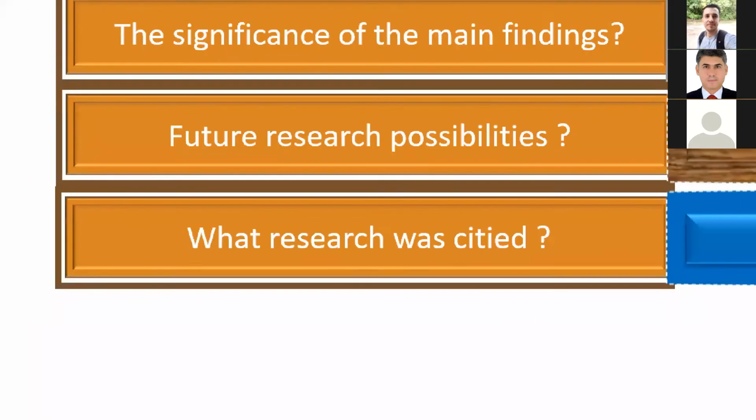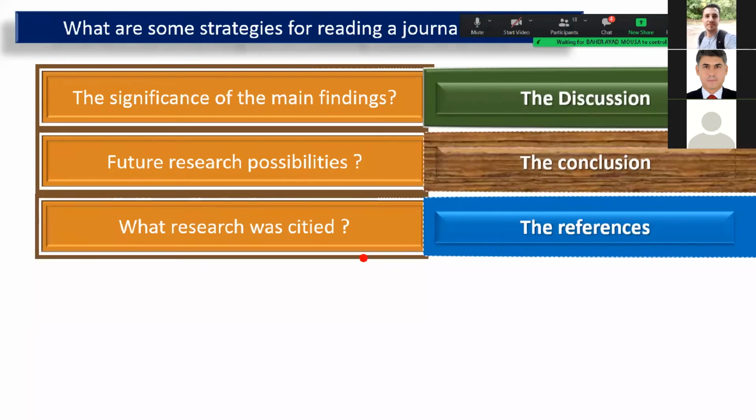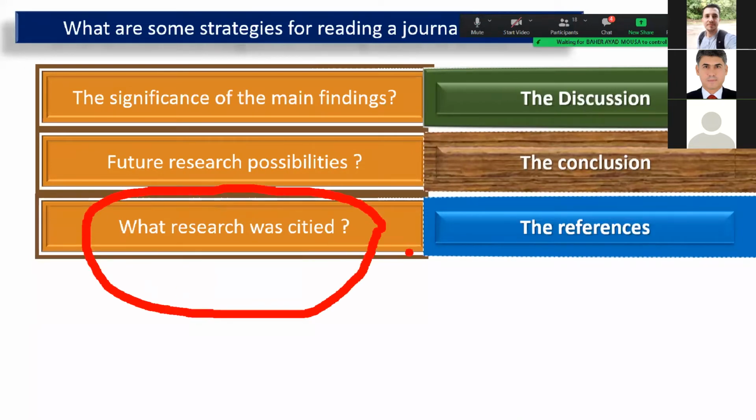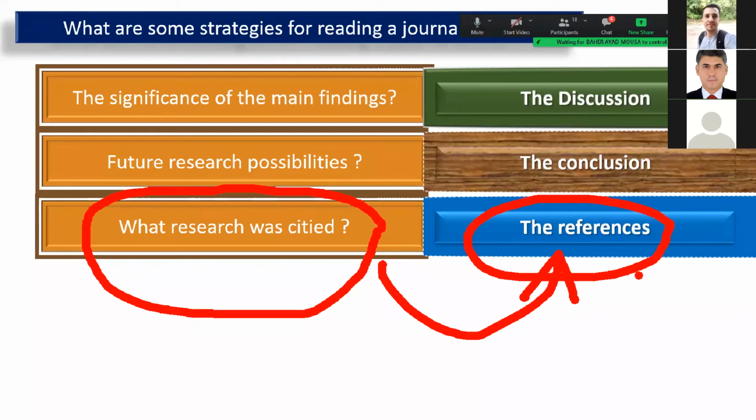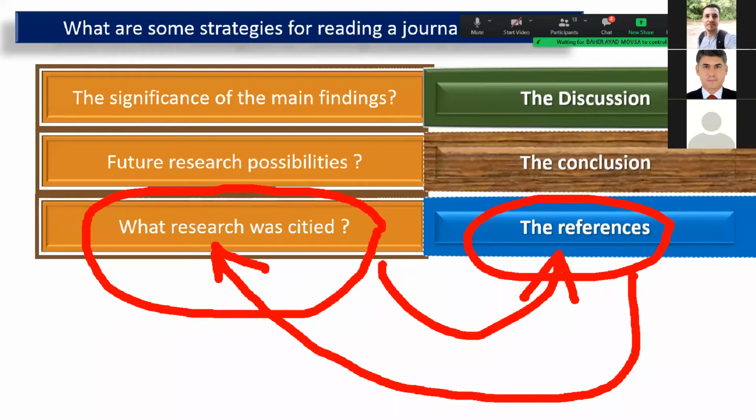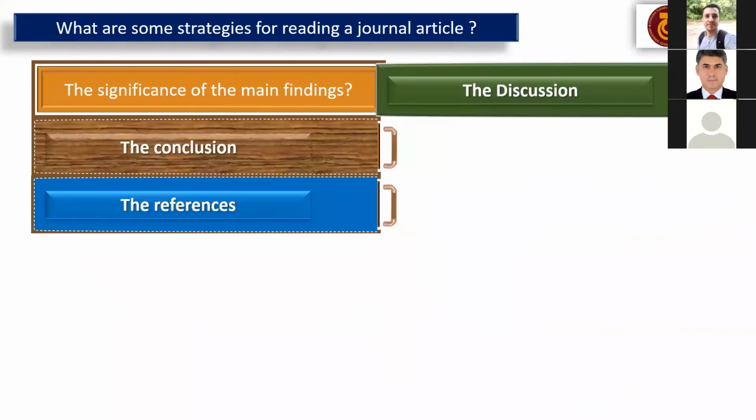So if you want to find which articles the author used, we go and check the references the authors use. From this, you can find what research was cited. If you read the conclusion, we can find future research possibilities. From the discussion, we can find the significance of the main finding. These are some strategies for what we need to read.